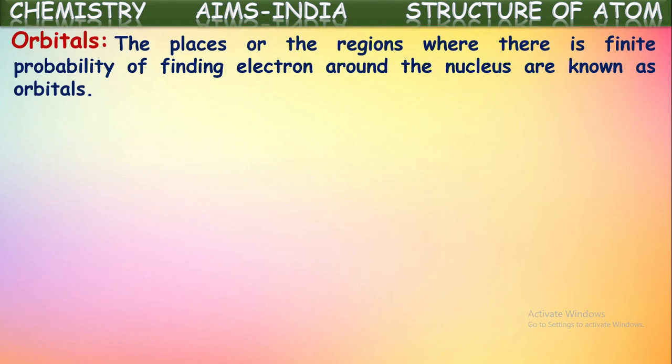Orbitals. We are using the word orbitals here. What does it mean? At the starting of the quantum mechanical model, the word orbital was introduced. The places or regions around the nucleus where there is a finite probability of finding an electron are known as orbitals. See here, the outlines of orbitals are shown.